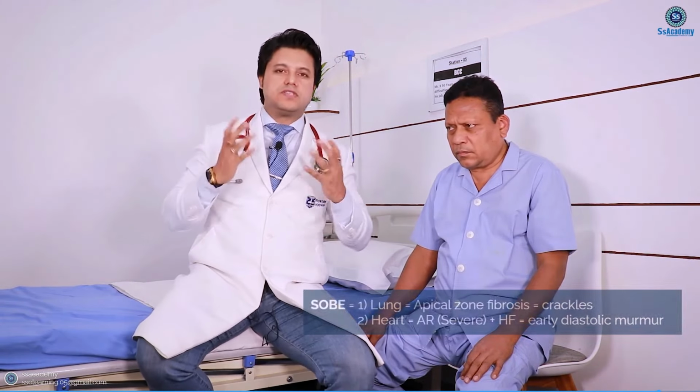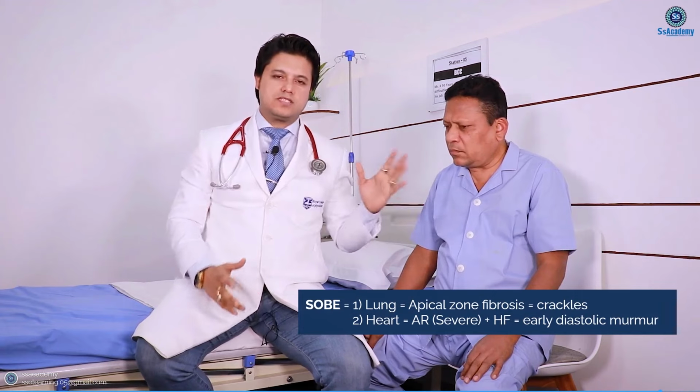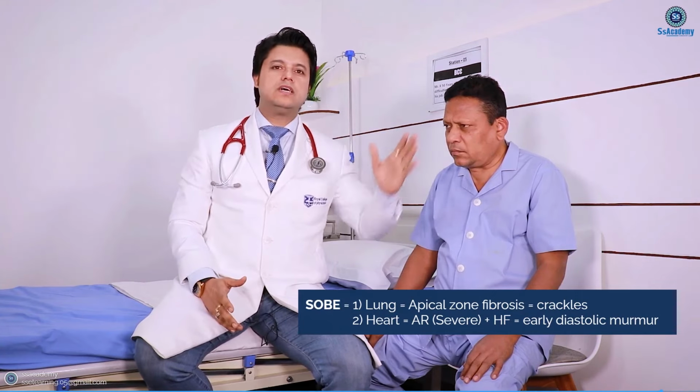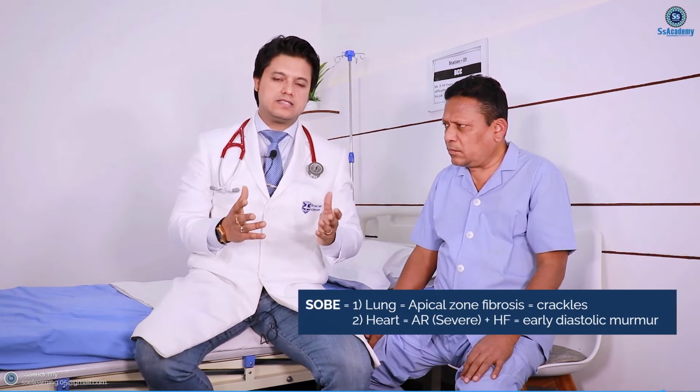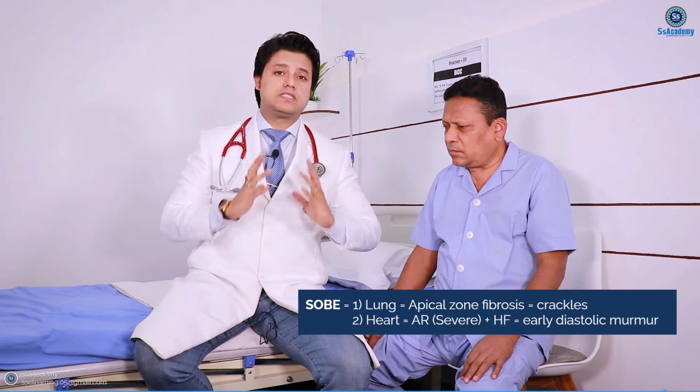The findings will direct you to the likely diagnosis, and the patient may be concerned about heart failure. So yes, my dear doctor, whenever in Station 5 the case is shortness of breath on exertion, you need to think about lung disease first, apical fibrosis, evidenced by the crackles, or the second differential diagnosis, heart disease, the aortic regurgitation, maybe severe aortic regurgitation leading to left heart failure. These are two important diagnoses you need to think about.